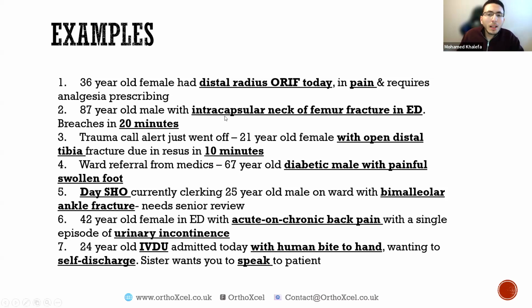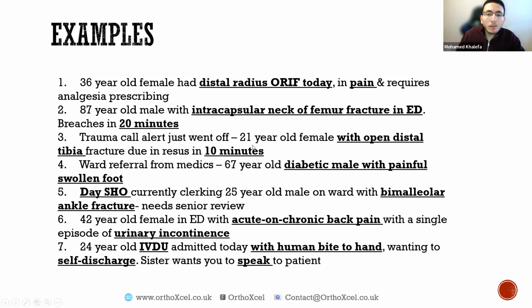87 years old male with intracapsular neck of femur fracture in ED, breaches in 20 minutes. So again, this looks like a non-urgent case because this patient needs to be optimized for the next day. You can see him later, but because he breaches in 20 minutes, he has to be seen within 20 minutes and then transferred to the ward. So again, you should see, okay, do I actually need to see him or has he already breached and there is nothing much I can do about it? Or can somebody else, for example the SHO, go and clerk this patient, take him to the ward and then I can see him later. So this is how you think about it.